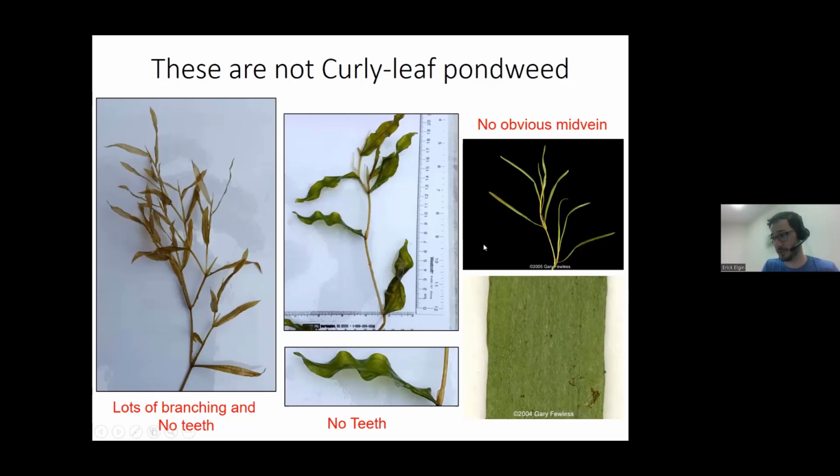And then there's this plant that actually is kind of the right size of leaf that you can expect from curly leaf. But when you look closely, there is no midvein, or there's only a faint one, not very prominent, and there are no teeth on the edge. So this is variable leaf pondweed. This is white stem pondweed, and this is water stargrass.